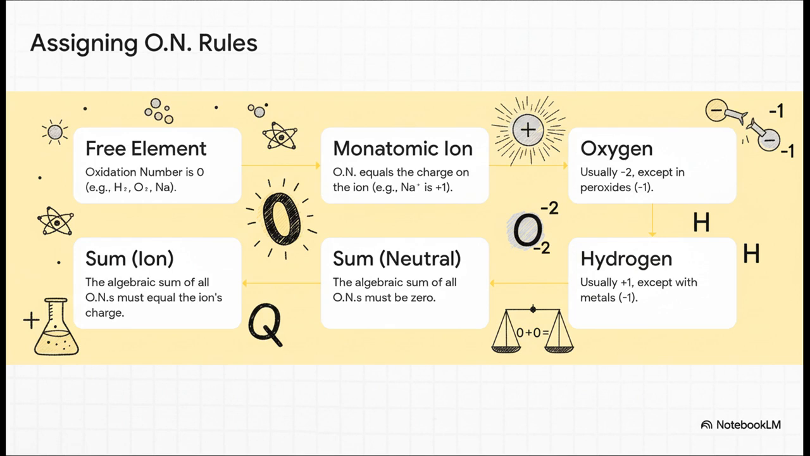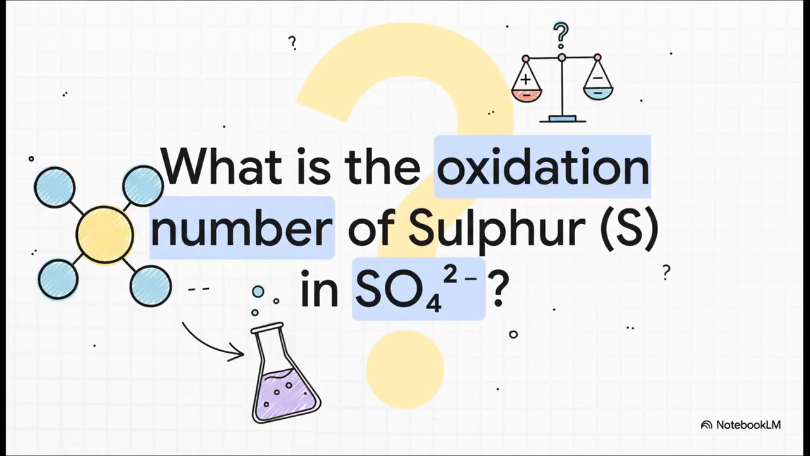Oxygen is almost always -2, and hydrogen is usually +1. And the most useful rule of all: in a neutral molecule, all the oxidation numbers have to add up to 0. Okay, time to put these new rules to work.